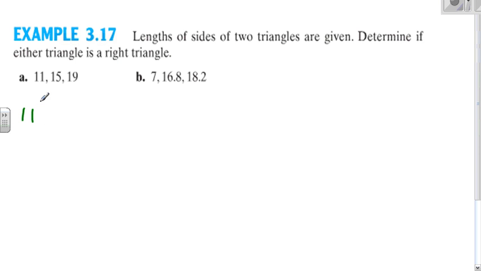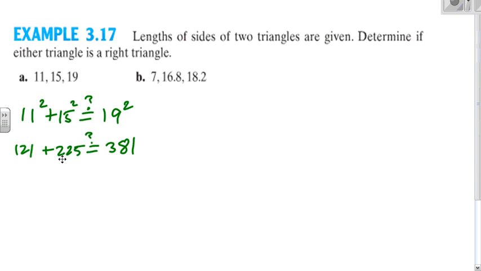So for example A, 11 squared plus 15 squared, and you're checking to see, does that equal 19 squared? 11 squared is 121. 15 squared is 225. And 19 squared is 381. When we add 121 and 225, that's only 346. That does not equal 381, so it's not a right triangle.